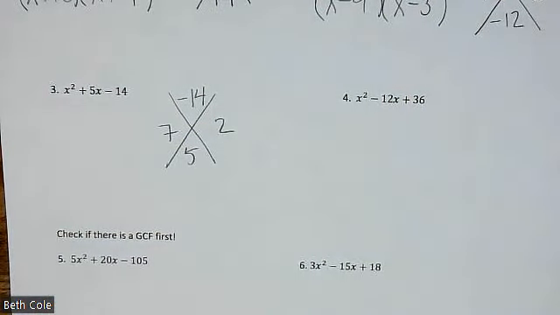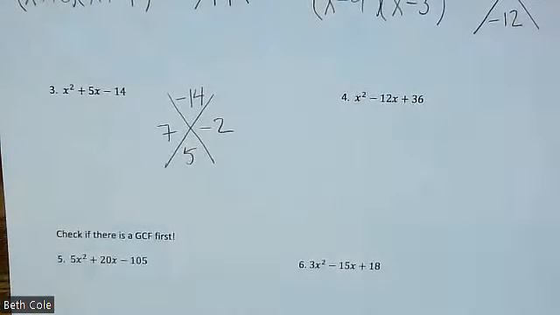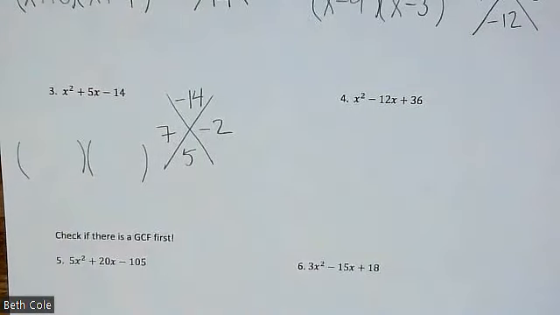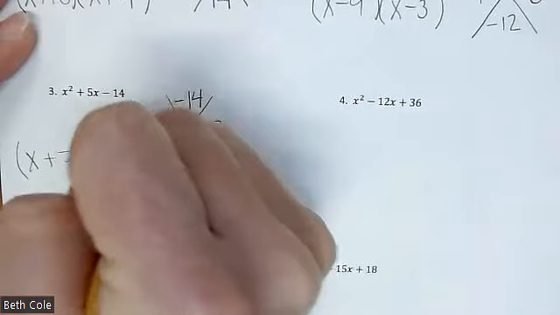Now figure out which one's negative. 7's negative. No, it's the 2, because 7 minus 2 is 5. So draw your 2 sets of parentheses. What's going to go in them for your answer? X plus 7. Good, you guys got it.